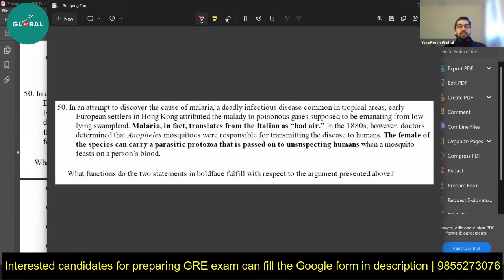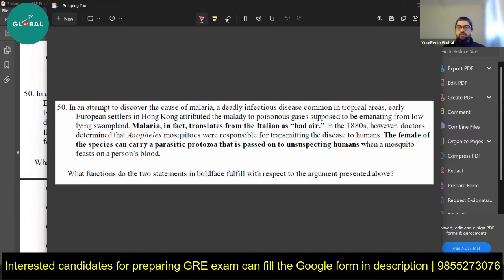Okay, so I'll read this one. In an attempt to discover the cause of malaria, a deadly infectious disease common in tropical areas, earlier European settlers in Hong Kong attributed the malady to poisonous gas supposed to be emanated from low-lying swampland. Malaria, in fact, translates from the Italian as bad air. In the 1880s, however, doctors determined that Anopheles mosquitoes were responsible for transmitting the disease to humans. The females of the species can carry a parasitic protozoa that is passed on to unsuspecting humans when a mosquito feasts on a person's blood. What function do the two statements in boldface fulfill with respect to the argument presented above?